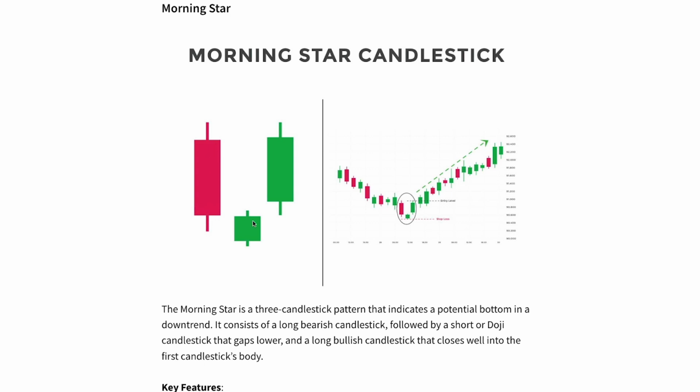So basically here it is. It's sort of U-shaped, and again, there's no absolute perfection with how these are formed. Sometimes this candlestick is quite small, and the positions or the sizes of these are not always exact, but you get this U sort of shape with the morning star candlestick pattern.